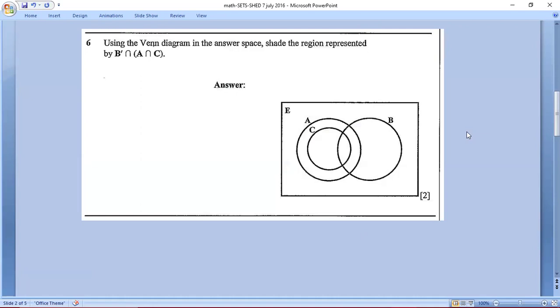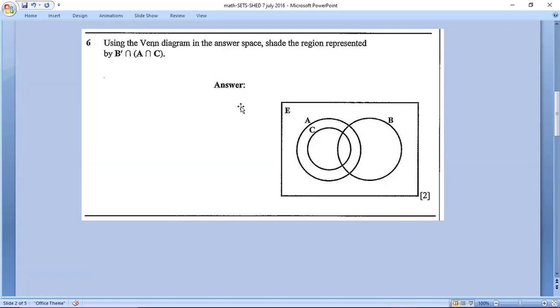So this is the question. It was question number 6 in this paper, and it reads: using the Venn diagram in the answer space, shade the region represented by B complement intersection open bracket A intersection C close bracket.